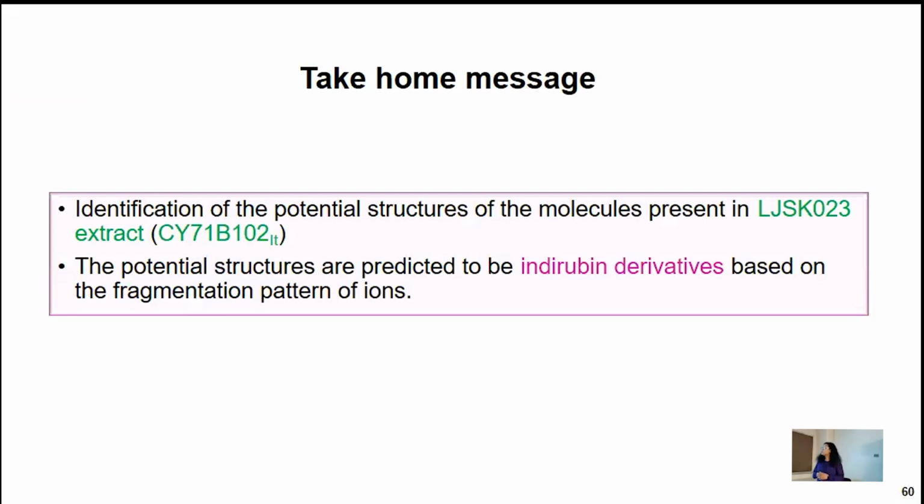So for this objective, the take-home message is we were able to predict 3 potential structures of the compounds, and when the structures were compared with that of indirubin, we were able to say that maybe it is an indirubin derivative that is present.